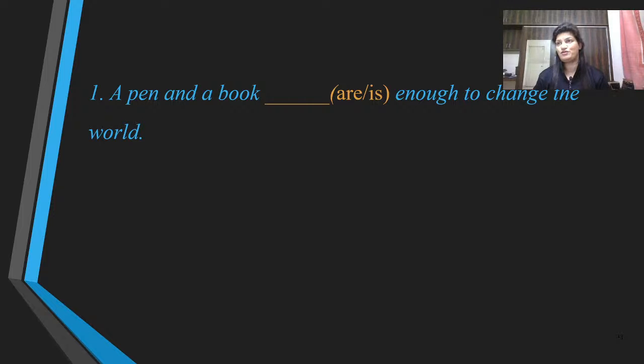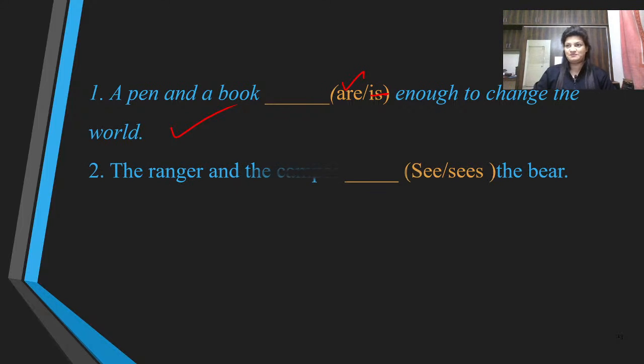I am waiting for your answers. Sonu, Aryan, Ekta, Alma, Rukshna, and also Safina and Hina. A pen and a book are, that's correct, a pen and a book are enough to change the world. All right. Next one. Take a look at the next question. The ranger and the camper dash the bear. See the bear or sees the bear?